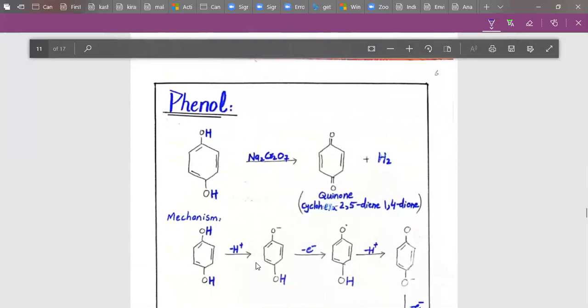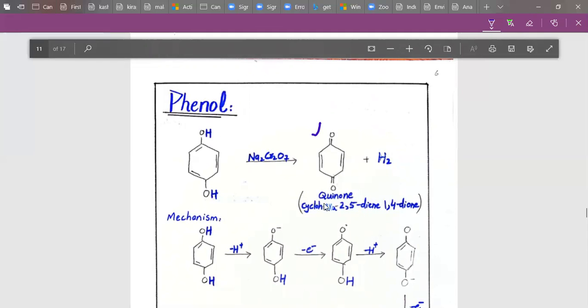Phenol. These are the phenols. When phenol reacts in the presence of sodium dichromate, then we form a quinone. This is a very important reaction, and most of the phenols, when they react, produce this by the removal of these hydrogen atoms.